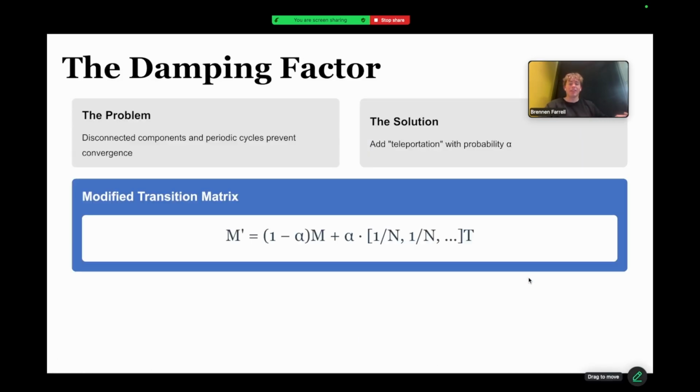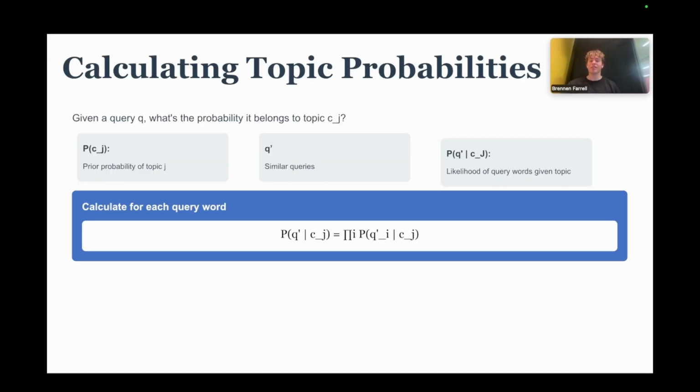Now we have the damping factor. The big problem is that you can have disconnected components, so the graph is not connected, and there may also be periodic cycles that can prevent convergence. After a certain number of steps, if it keeps going back to the same page, there might be an issue. To fix this, we add a teleportation factor with a probability of alpha. We take M prime, which uses the new M of the last equation.